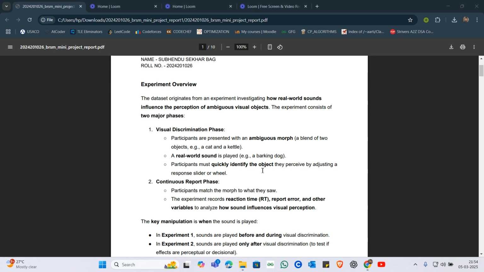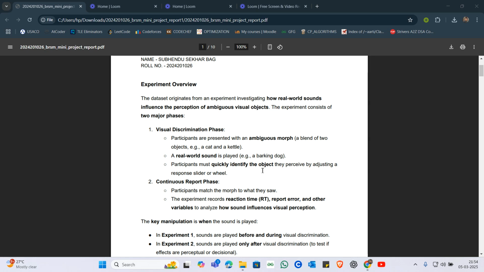The key manipulation in the experiment was the timing of the sound. In experiment 1, sounds were played before and during visual discrimination. In experiment 2, sounds were played after visual discrimination to test whether effects were perceptual or decisional.